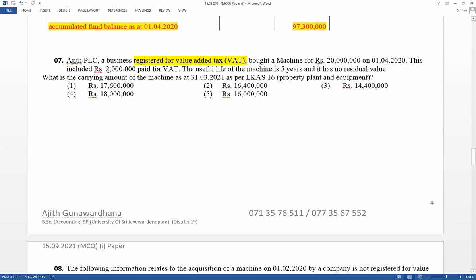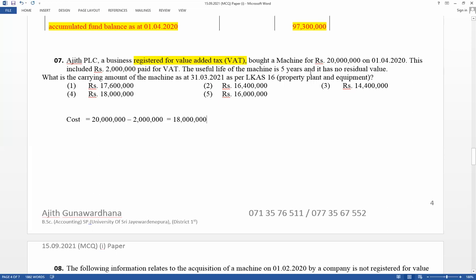This includes 2 million VAT. VAT value cannot be considered as a part of the cost value of the machine. Therefore, as the cost of the machine, you have to consider 20 million and deduct the VAT value from it. VAT is included, so it should not be considered as part of the cost value. VAT should be recognized separately as an asset. VAT control account debit, machine account debit, cash account credit.